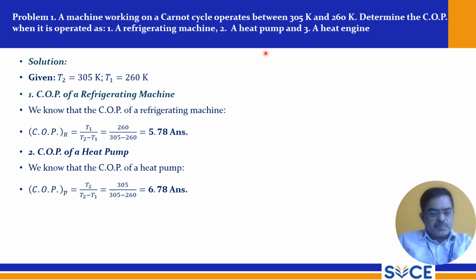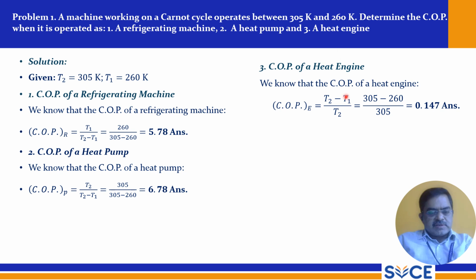Next we have to compute the COP for the heat engine. Heat engine is T2 minus T1 divided by T2. So here it is 305 minus 260 divided by 305. This is 0.147, very less. When you compare all these three COPs, the COP of heat pump is highest, next is refrigerator, and then heat engine. Heat engine always has the lowest COP. So in this way also you can cross check your answer, students. We will move on to the next problem.